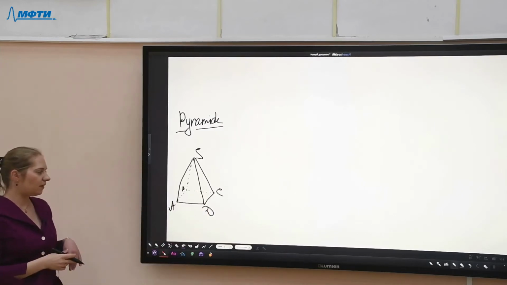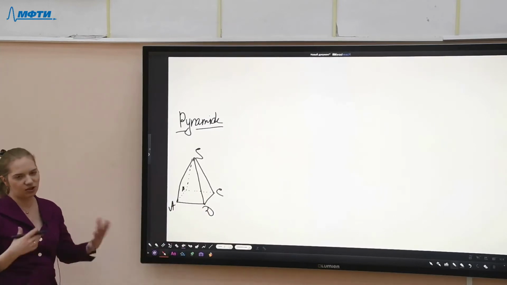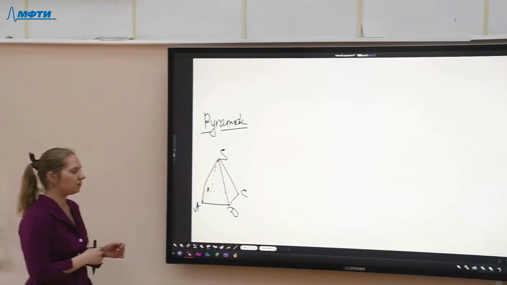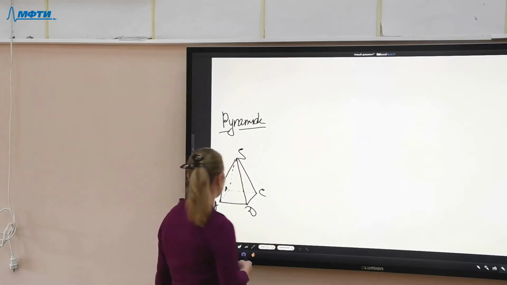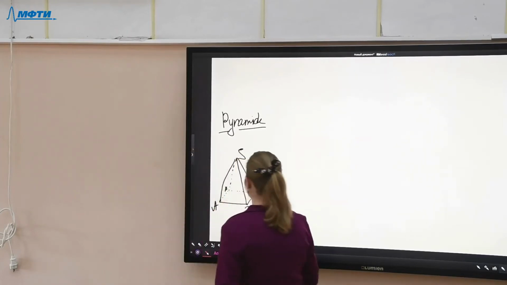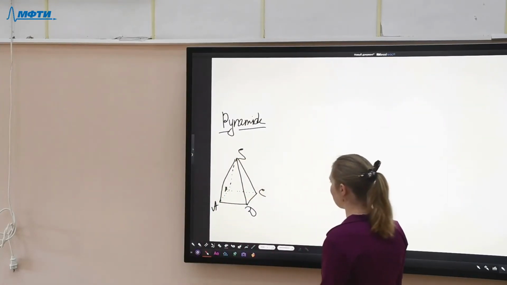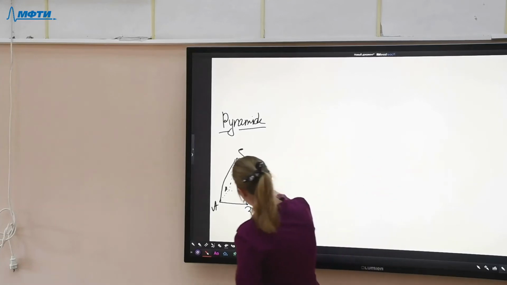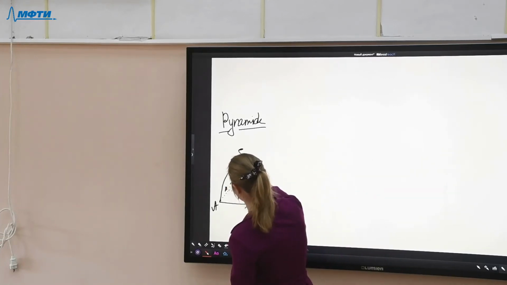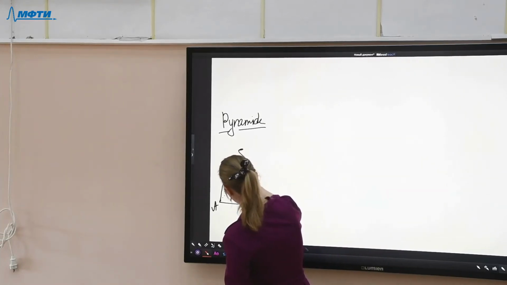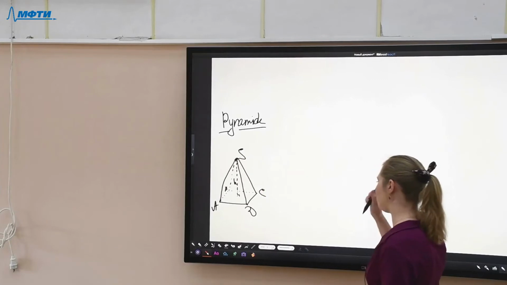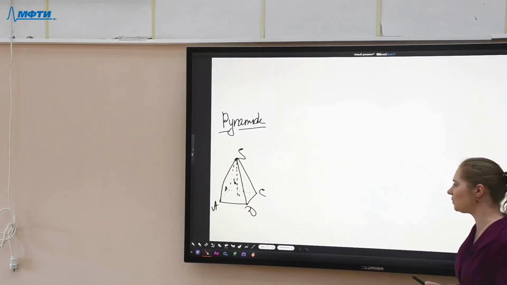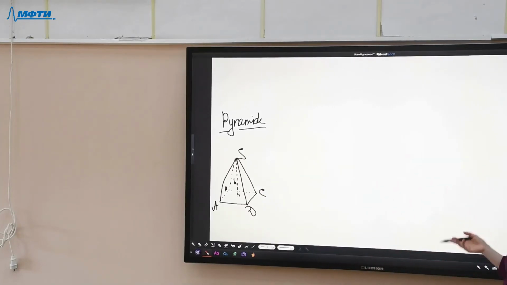For example, on a base we can take a triangle or pentagon or something else, it doesn't matter. So this is a pyramid. All edges meet at the same point. And if we drop a perpendicular from this vertex to a base, and this perpendicular falls in the center of the base, we can say that this pyramid is a right pyramid.